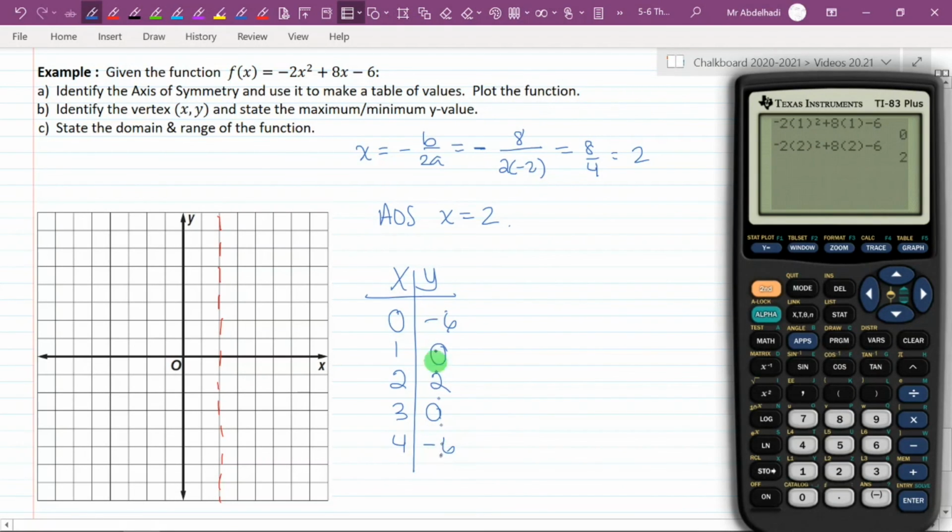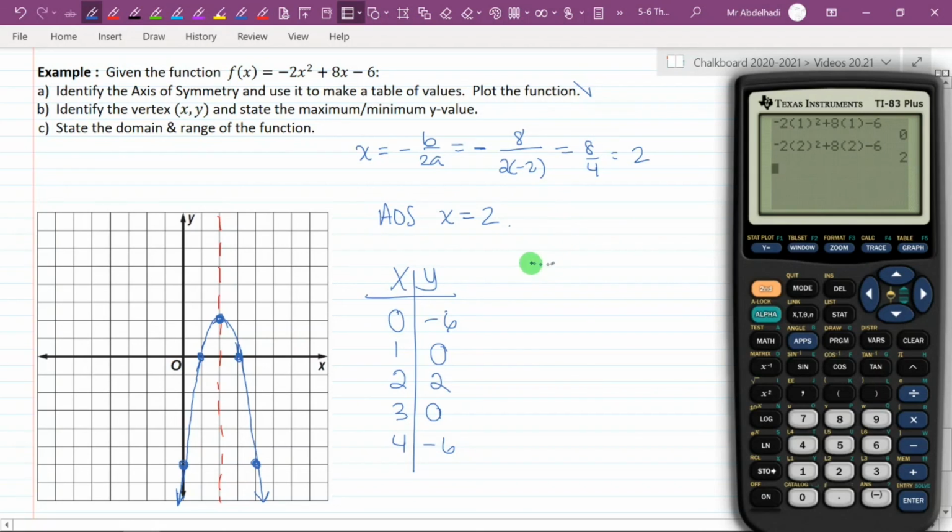Okay, so I filled in my table here, and now I get to plot my points. So 0, -6, that would be 1, 2, 3, 4, 5, -6 down here. 1, 0 is here. 2, 2 is here. 3, 0 is here, and 4, -6 is here. And you can see there's my parabola. I've drawn my parabola, trying to make it a nice parabolic shape, not pointy. So we've done that part here.